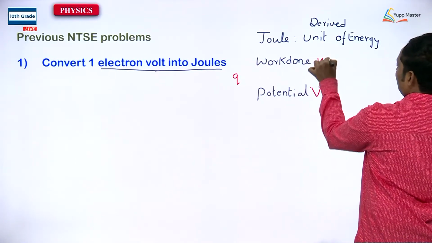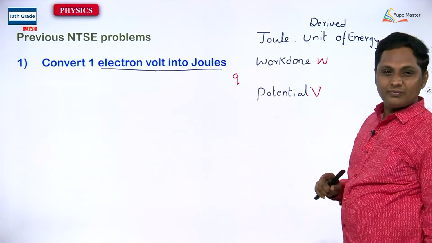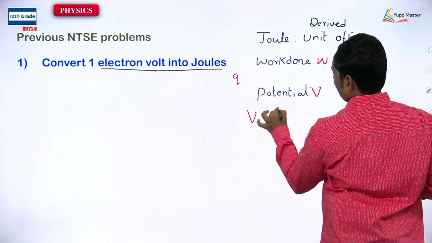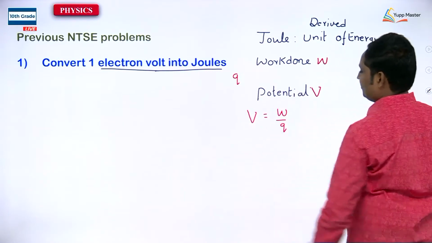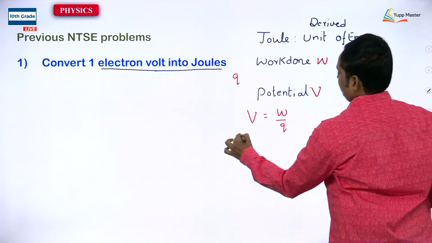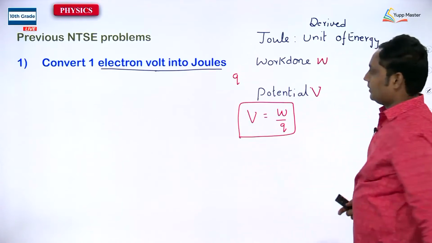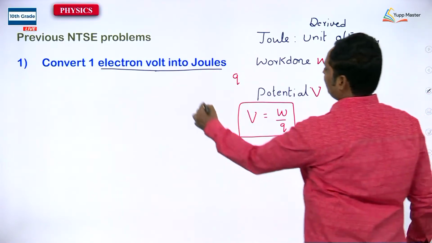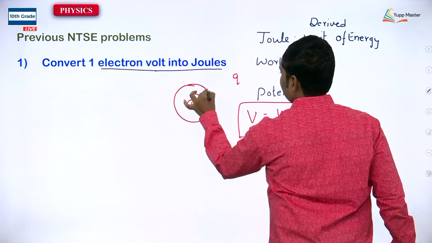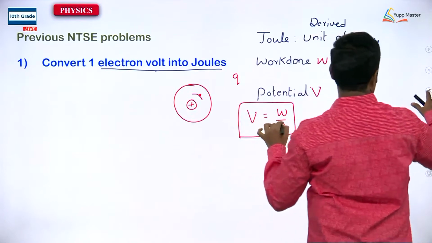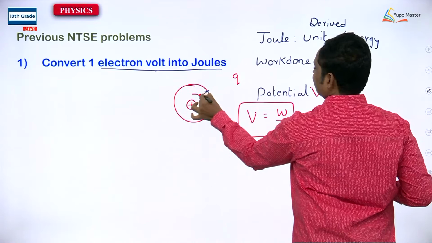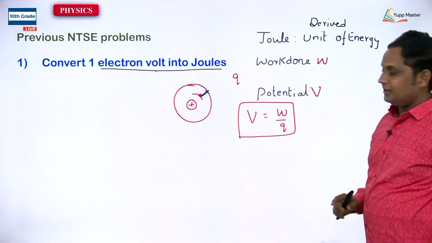So, work done is going to be W. Now, you can take that potential is equal to W by Q. This is from the basic. So, this is the case we are having. Now, our aim is going to be, one electron is there, it has to be, this is the case we are going to get.